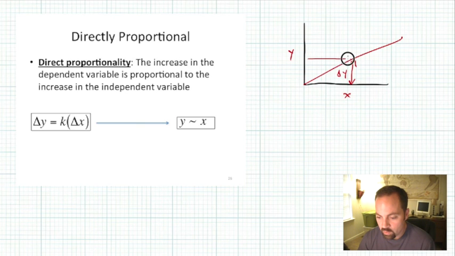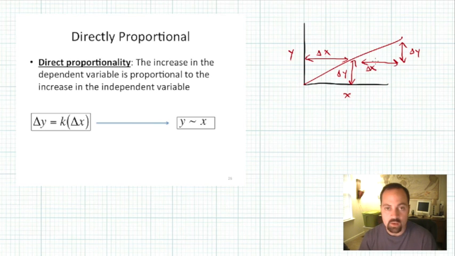And this right here would be our delta x, right? Then as long as that slope is constant, that change in y, delta y, and a corresponding change in x, delta x, is always going to be the same. There's a constant direct proportionality.